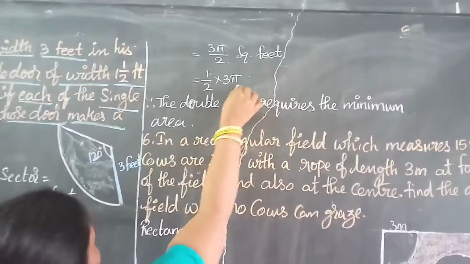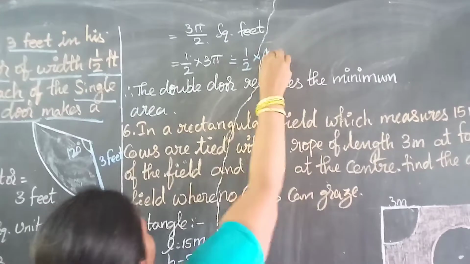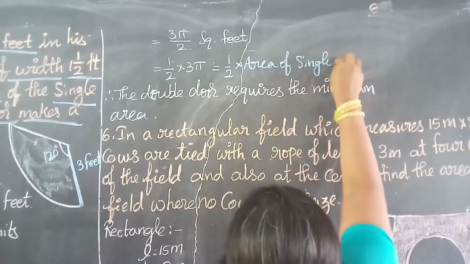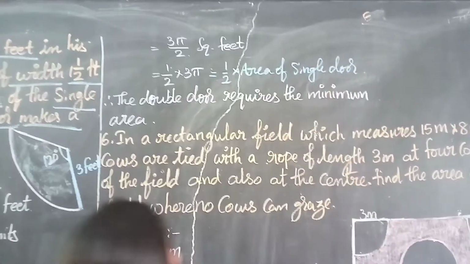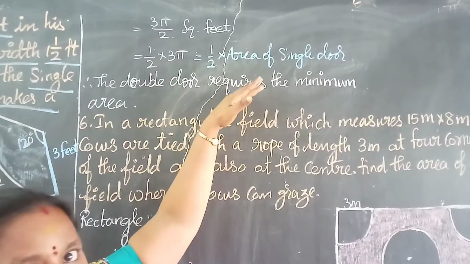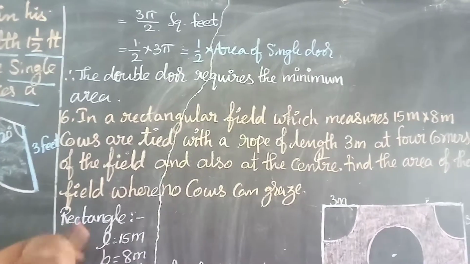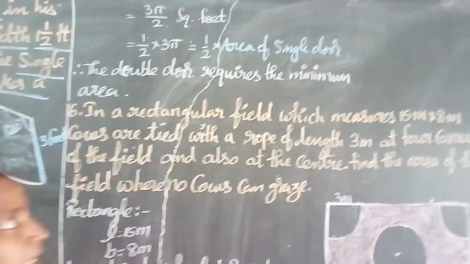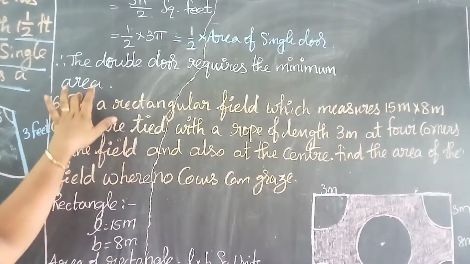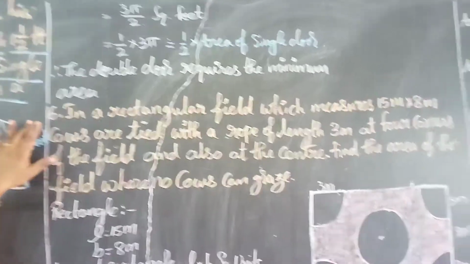So 1 by 2 into 3 pi, that is nothing but 1 by 2 into the area of the single door. Am I right? So the double door area is half of the single door, half of the area of the single door. Then which will occupy the minimum area now? Definitely the double door will require the minimum area. Did you understand this sum? Okay. Next, move on to the sixth one.